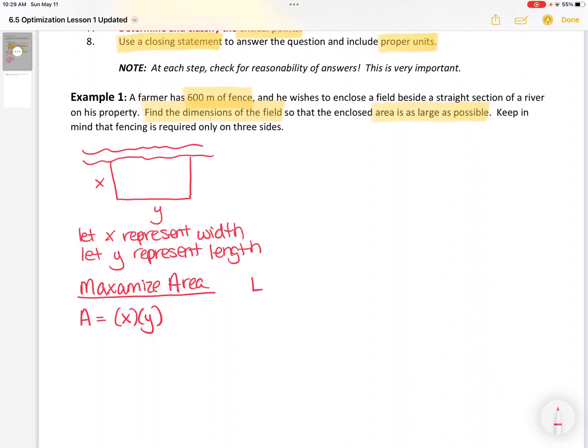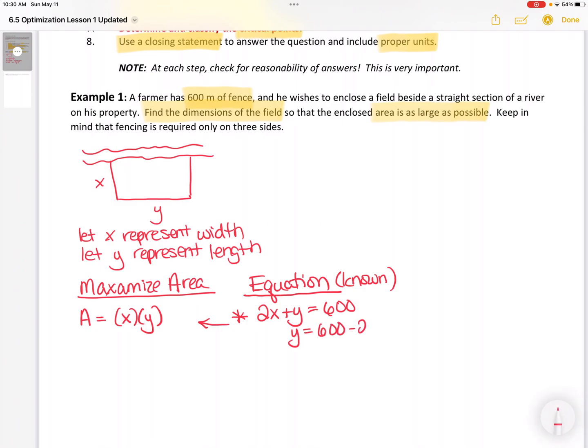Then I need to think about what equation I can build and use. This is usually built with our known information. I know that there's 600 meters of fence. So ultimately I know that 2x plus 1y is equal to 600. Again, this is an equation. I have a left and I have a right. I'm going to use this equation just like we did in our previous classes, grade 10, grade 11, advanced functions. I'm going to use this equation to plug into my expression. So I'm going to isolate y just because it's easier. It has a coefficient of 1. So I have y equals 600 minus 2x.